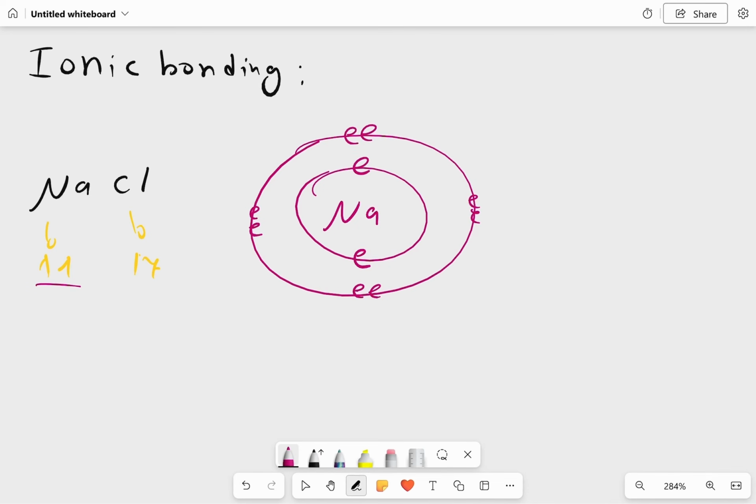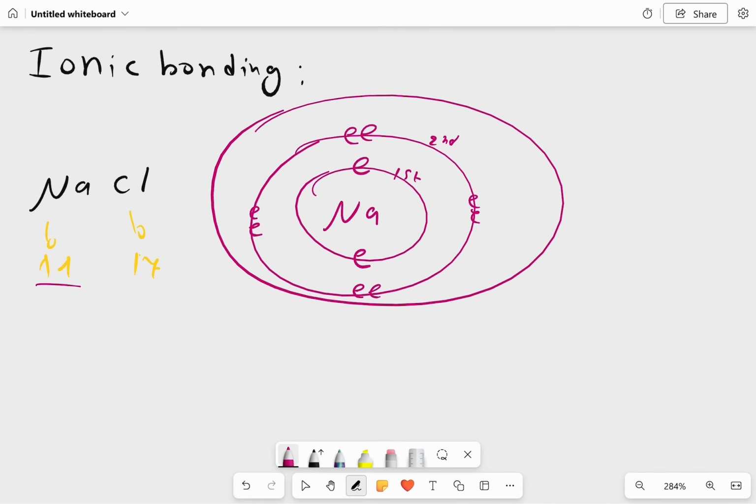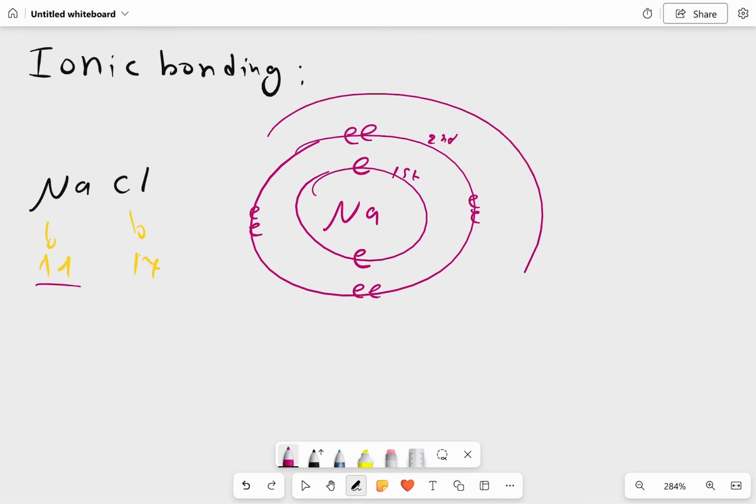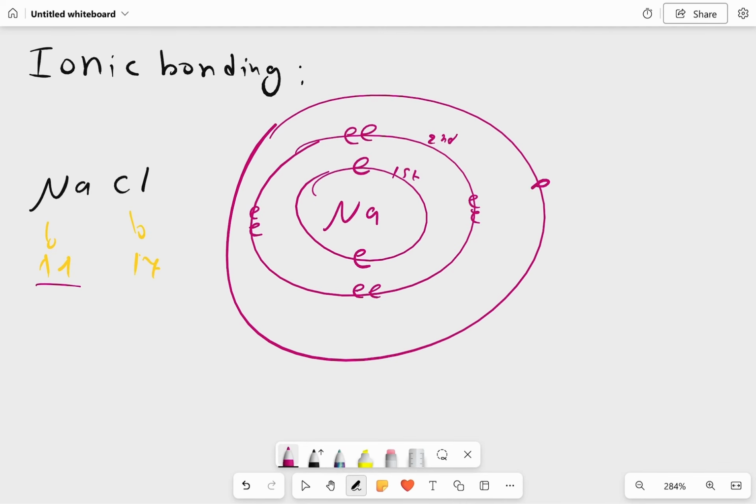So how many electrons do I have now? I have 10. Okay, so 2 in the first shell and 8 in the second shell. In the third shell, I have only 1 electron. So this is the third shell, and I only have 1 electron. This is the atomic configuration of sodium.